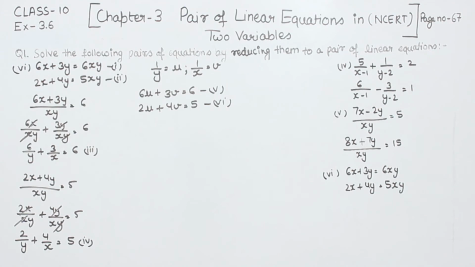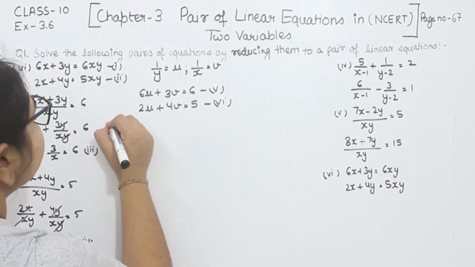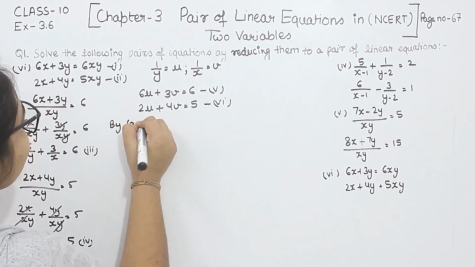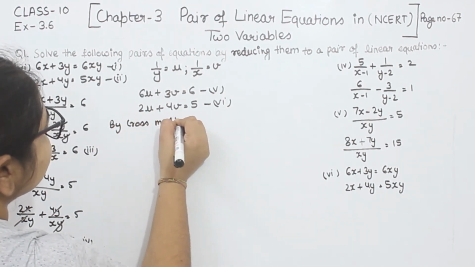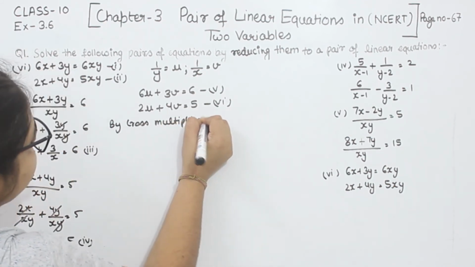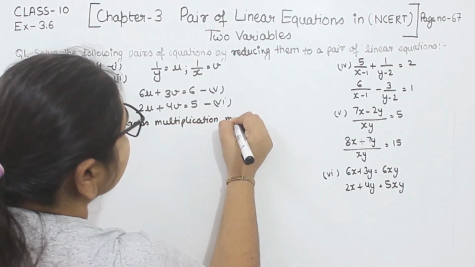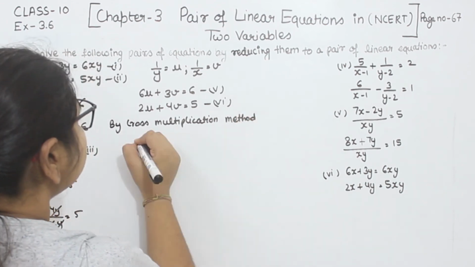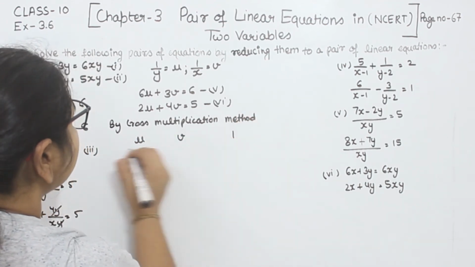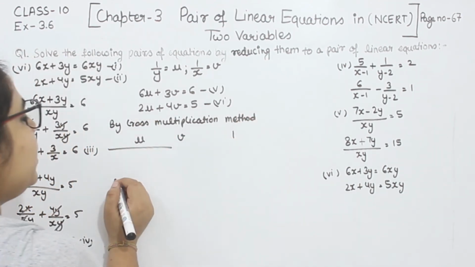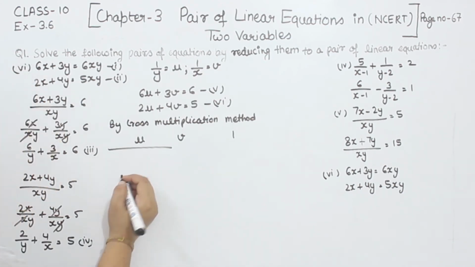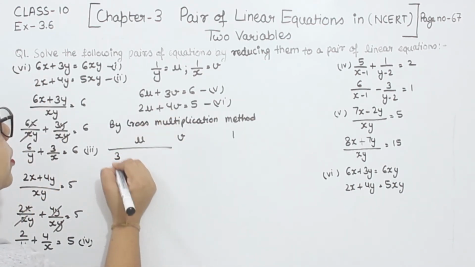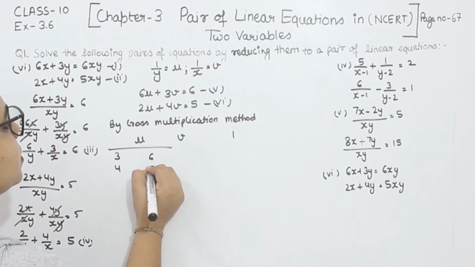For that one, I'm going to solve this one by the cross multiplication method. So we'll write here by cross multiplication method. First of all, we will take the coefficient u, v and the constant term. So first of all, we are taking the u. So I'm not going to consider the coefficient of the u. We are going to take the coefficient of the v and the constant term.